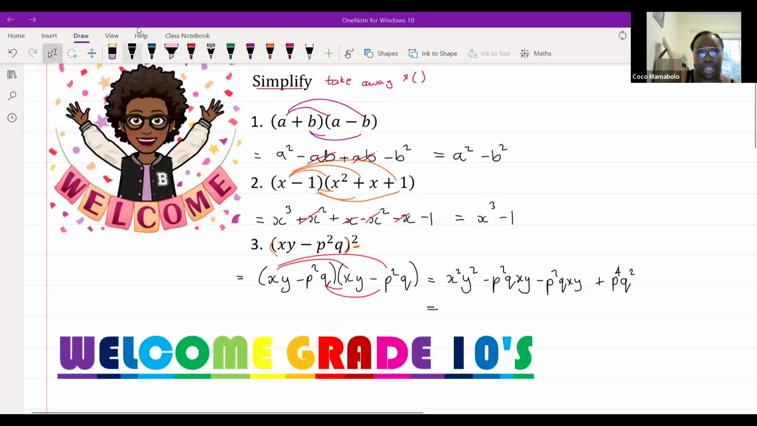I was about to say, because these are both negative, that's actually -1 and -1. So they're like terms, so we can add them. So we're going to get x squared y squared. -1 minus 1 will give us -2 p squared qxy. That's a squared. Plus p to the power 4 q squared. Well done, Emmanuel. Excellent stuff.